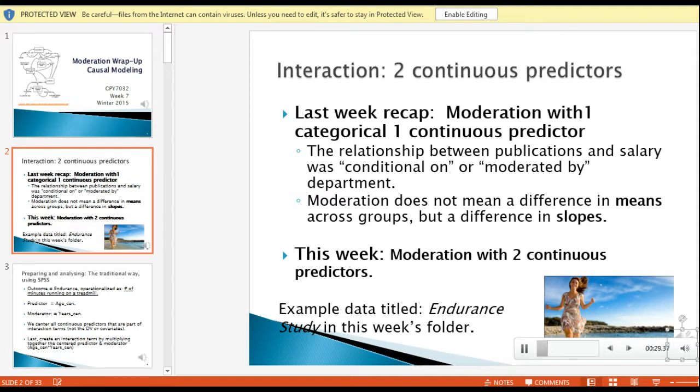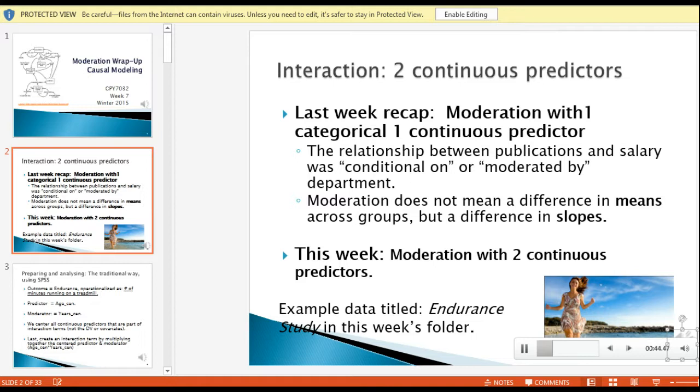by department. So we could use different terms to talk about moderation. We could use the term conditional effect, multiplicative effect. All those are appropriate ways to speak about moderation.